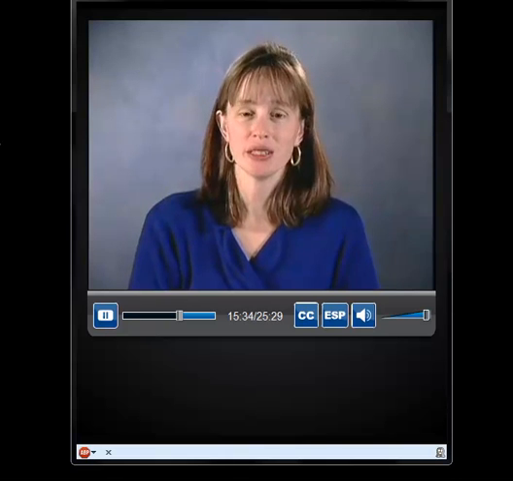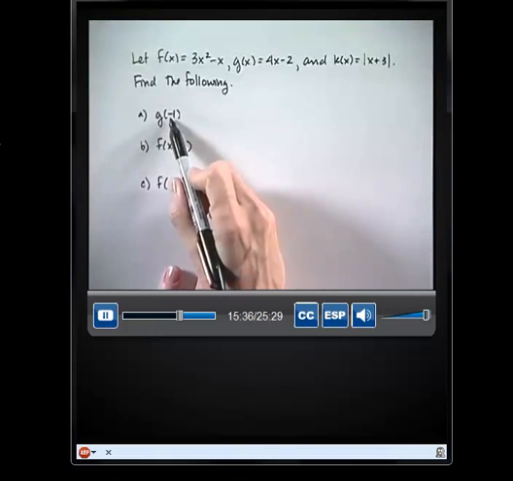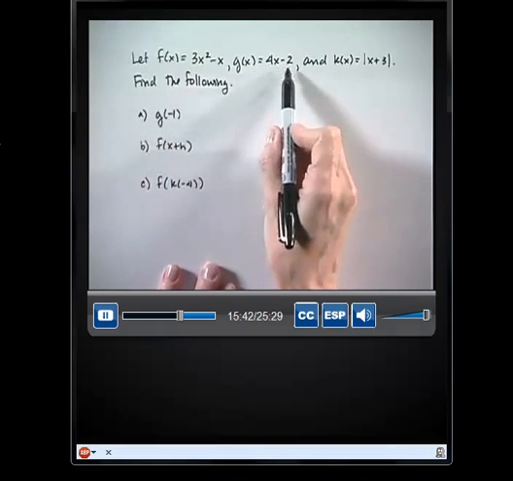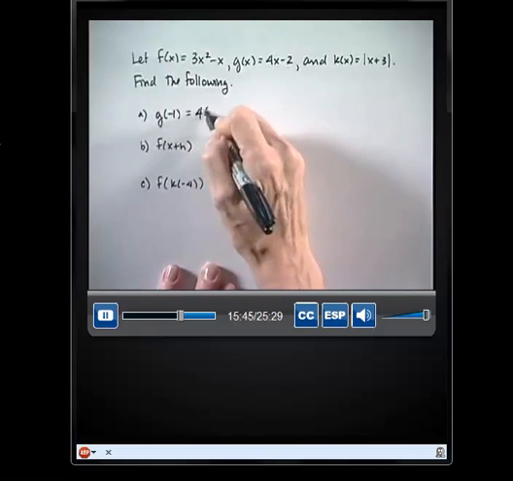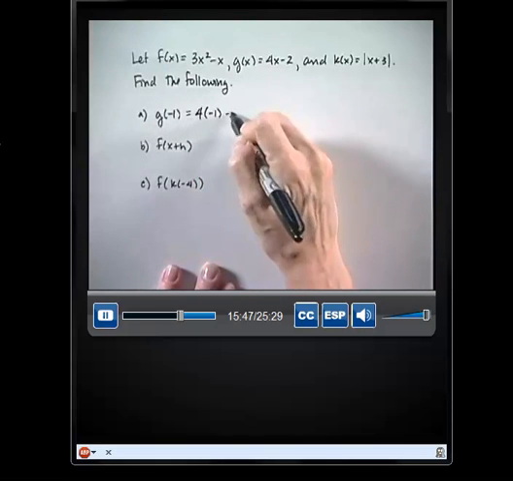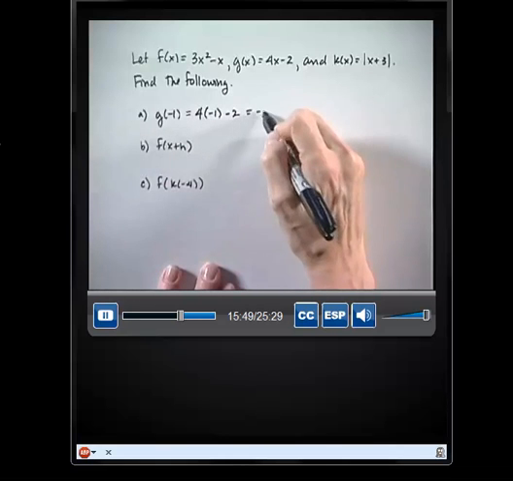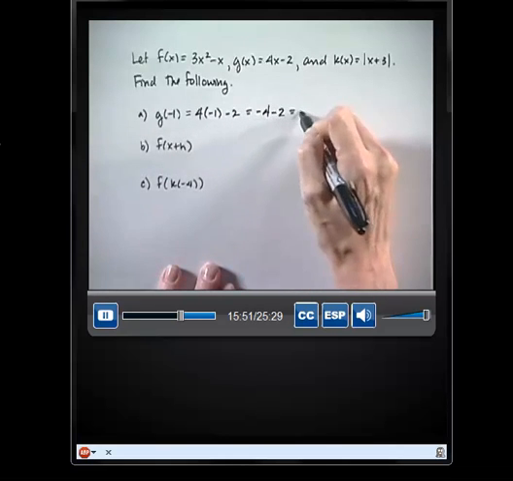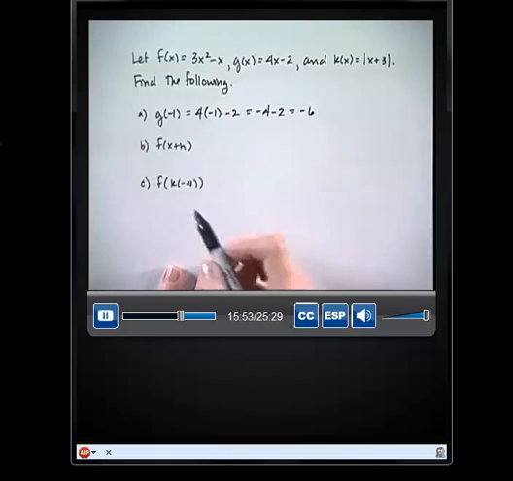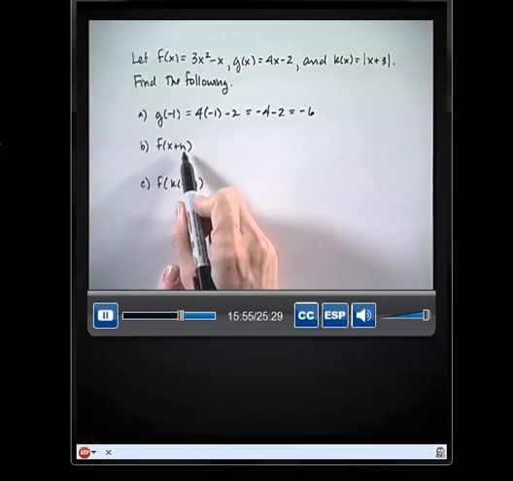Well, let's see how you did. First, we want to find g of negative 1. That means everywhere there's an x in function g, replace the x with a negative 1. There's function g. We will find 4 times negative 1 minus 2, which is negative 4 minus 2, or negative 6. Next, we want to find f of x plus h.